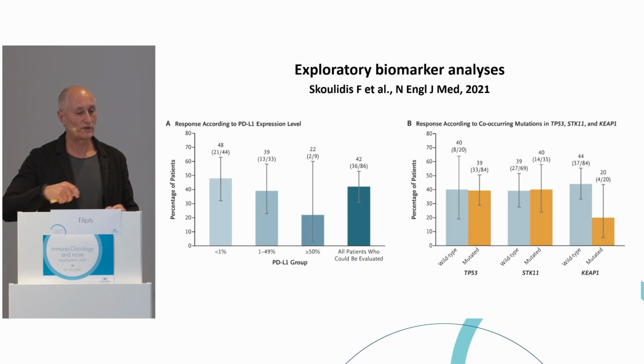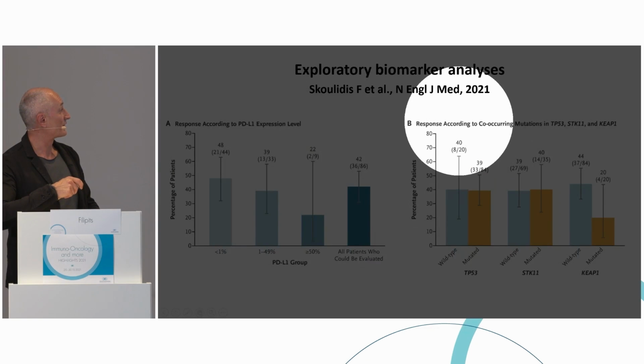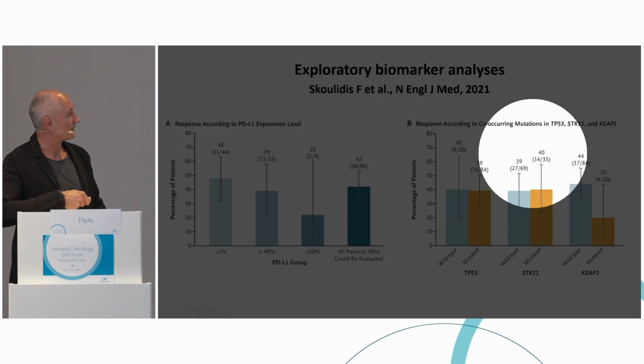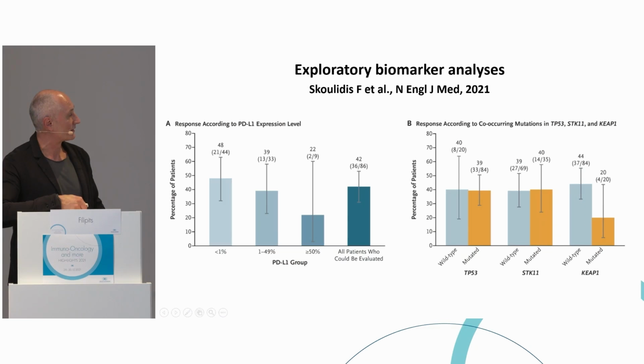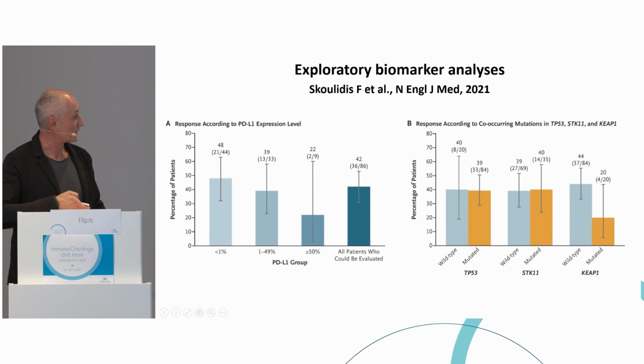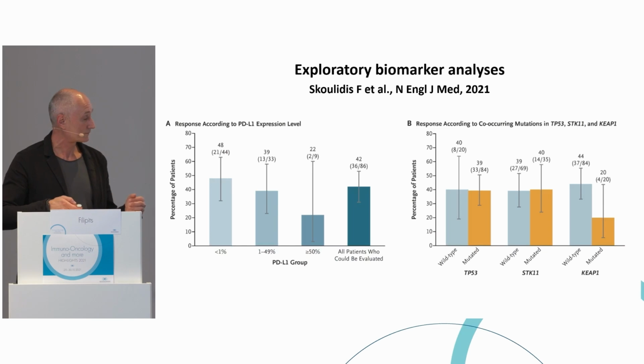The other study was comparing the response with co-occurring mutations such as p53, STK11, and KEAP1. For p53 and STK11, there was no difference between wild type and mutated protein. But for KEAP1, if KEAP1 is co-mutated with KRAS, then these patients have a lower response to sotorasib.